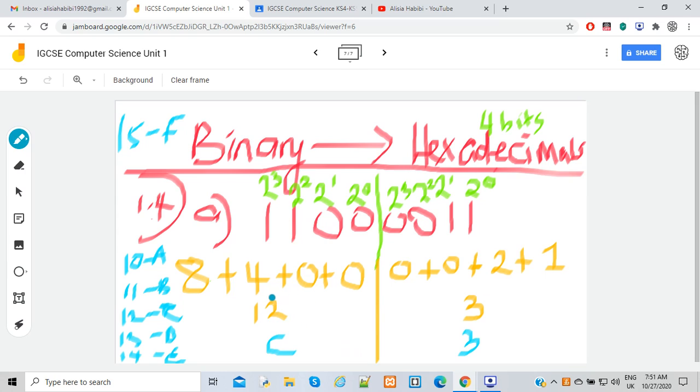If you get anything greater than or equal to 10 in denary and you're trying to convert it into hexadecimal, just make sure you indicate the equivalent alphabetical letter for that. And if you get anything from 0 to 9, it's going to be equal to itself. So our final answer is going to be C3 for this question. So this is your answer, guys.